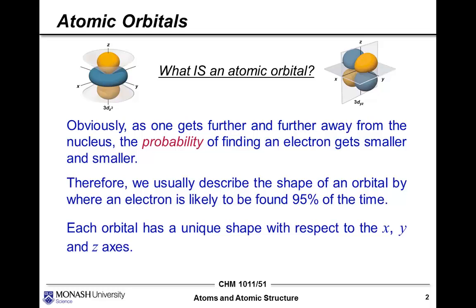But it doesn't make too much sense to think of an electron being too far from the nucleus. So what we usually do to describe the location of the electron in each of these different orbitals is describe a shape which defines where the electron is likely to be found most of the time, usually about 95% of the time. And each of these orbitals has a unique shape which can be placed with respect to the X, Y, and Z axes.